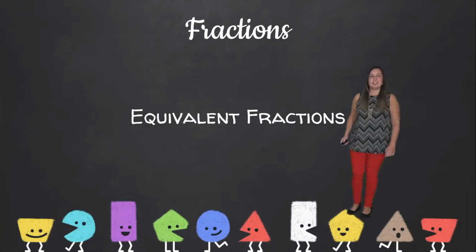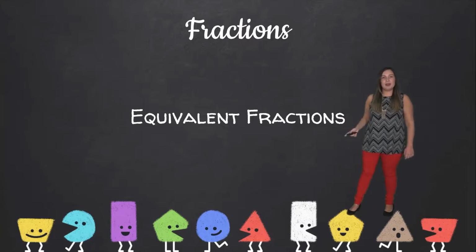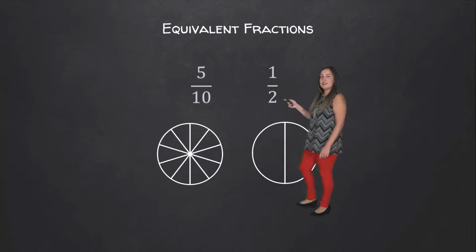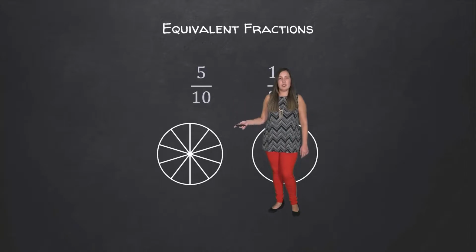Hello, mathematicians. Today we're going to be learning about fractions, more specifically about equivalent fractions. To get us started, we have two fractions here. The first one being 5/10. Right below it, we have a model that's split up into 10 equal parts. In order to represent 5/10, we have to shade in 5 of these parts.